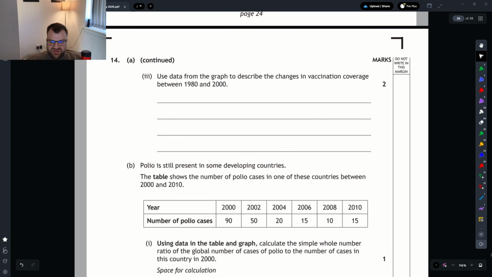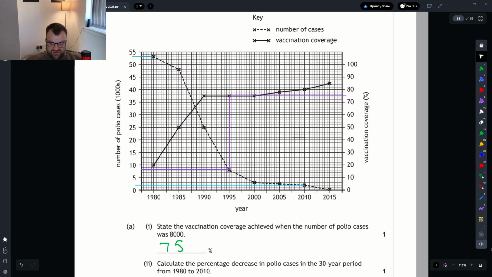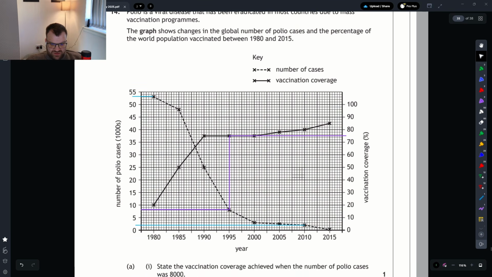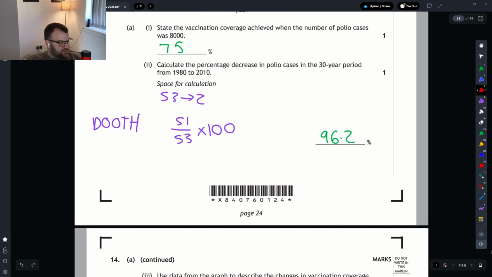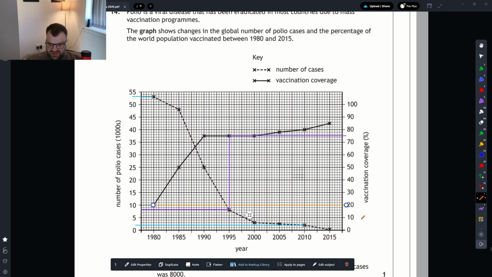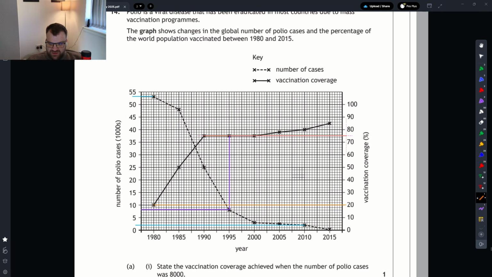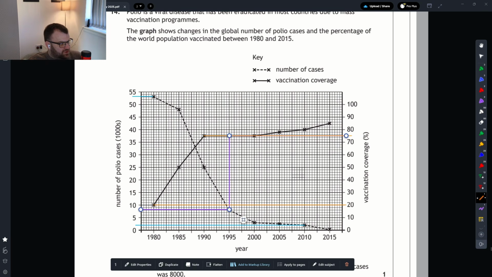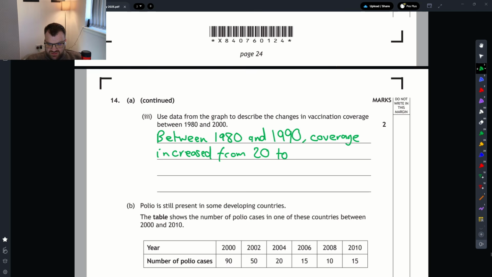Use data to describe the changes in vaccination coverage. 1980, 2000. Vaccine coverage, so that's the full line. Okay, so it's increasing and then it's staying the same. So we're looking at that section and that section. Okay, so the turning point, the point where it changes is going to be 1990. Okay, so coverage is the full line off of the right. Let's run that along. So that is at 20. And then up here, it's that 75. So from 20 to 75%.